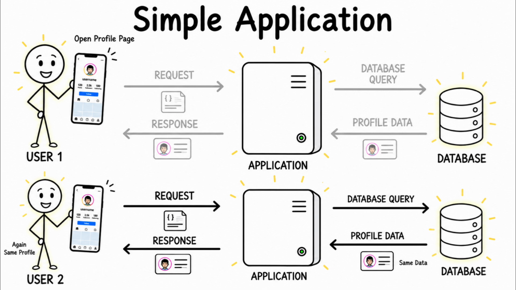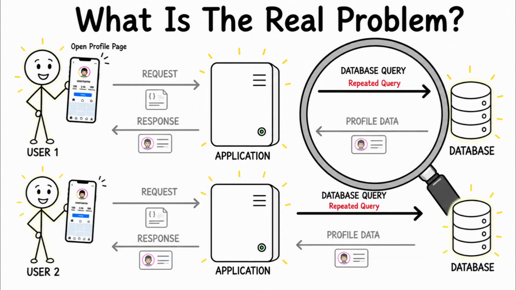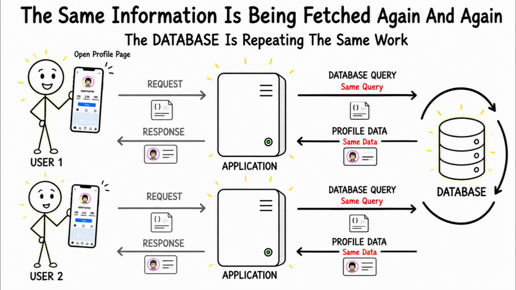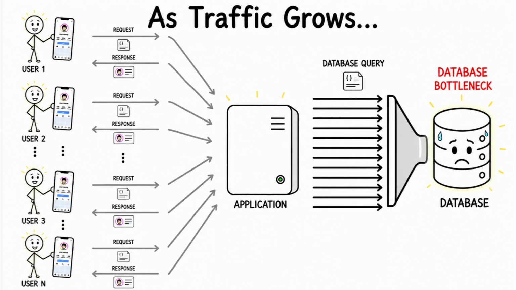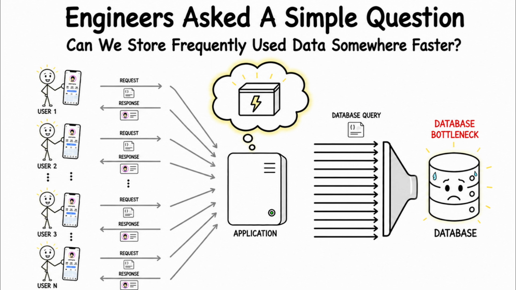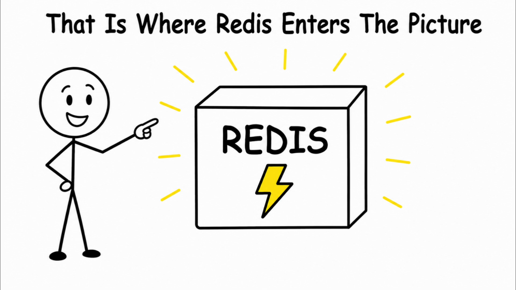Now ask yourself, what is the real problem? The same information is being fetched again and again. The database is repeating the same work. And as traffic grows, the database starts becoming a bottleneck. So engineers asked a simple question. Can we store frequently used data somewhere faster? That is where Redis enters the picture.